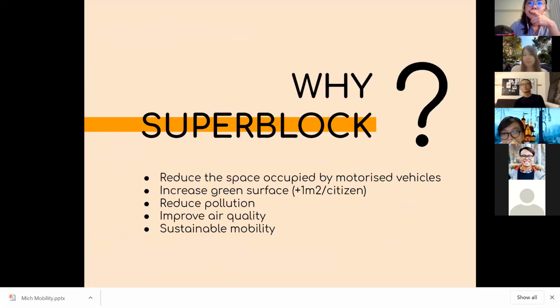And why Superblock? Like what I mentioned just now, there is not much green surface in Barcelona, and the council took as one of the parameters increasing 1 square meter of green surface for every citizen. They take this as their parameter to improve the planning. And because you reduce the space occupied by motorized vehicles, you could improve the air quality and reduce pollution, and also promote sustainable mobility.